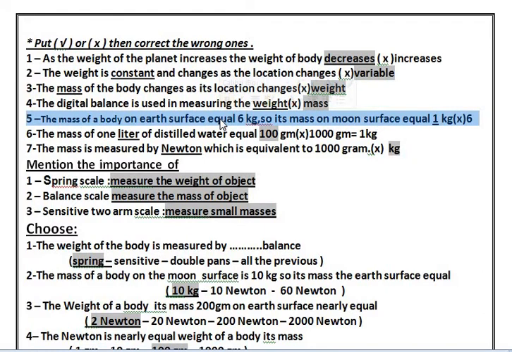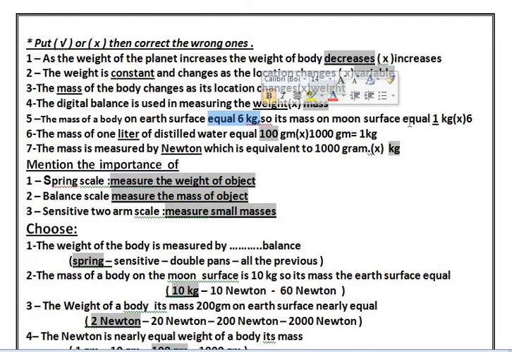5. The mass of a body on the Earth's surface equals 6 kg, so the mass on the Moon's surface equals 1 kg. Wrong, not 1 kg. The mass is constant. The mass on Earth 6 kg, so the mass on the Moon is 6 kg, not 1 kg.